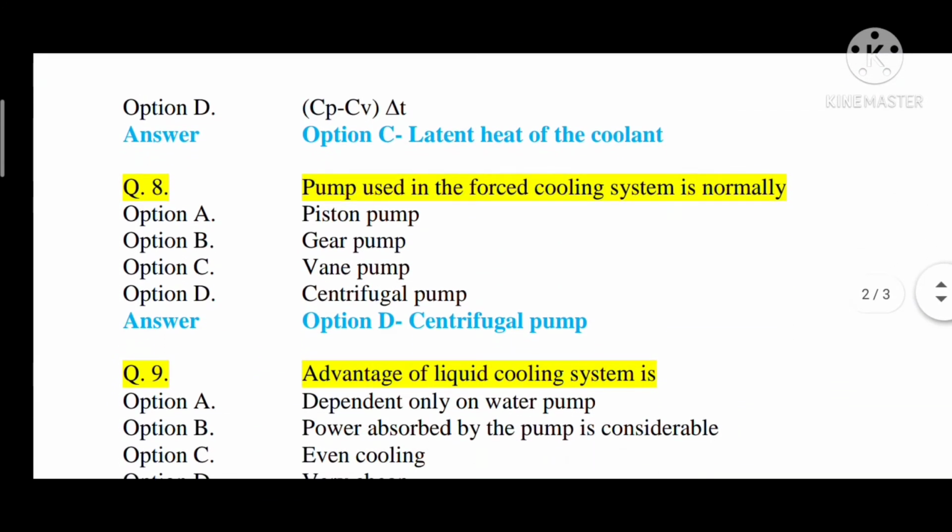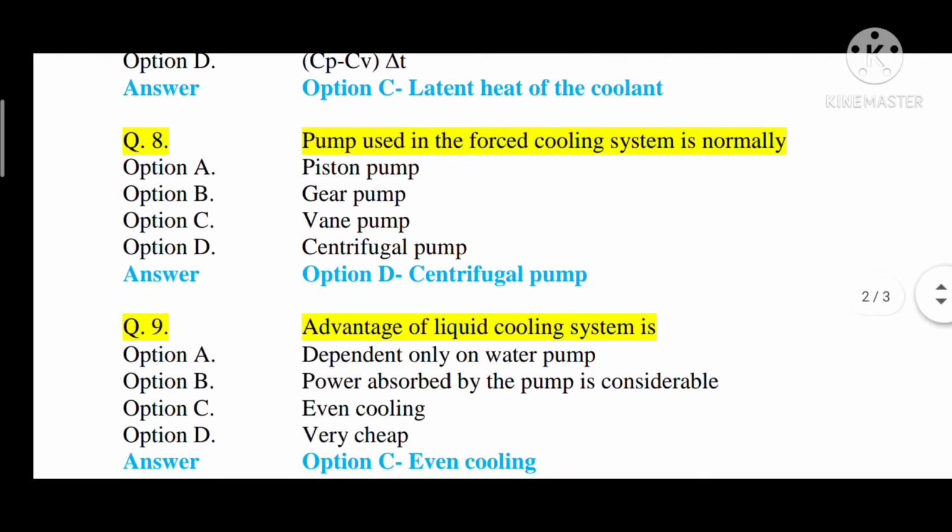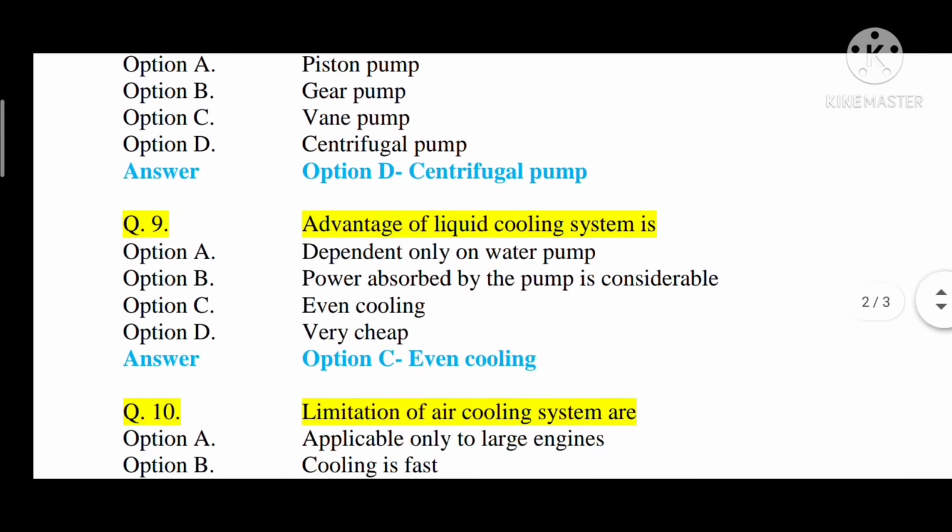Question number 8, pump used in the forced cooling system is normally option A piston pump, option B gear pump, option C vane pump, option D centrifugal pump. So correct answer is option D centrifugal pump. Generally the forced cooling system is used for the maximum benefit, and the centrifugal pump is used in a forced cooling system. So option D is correct.